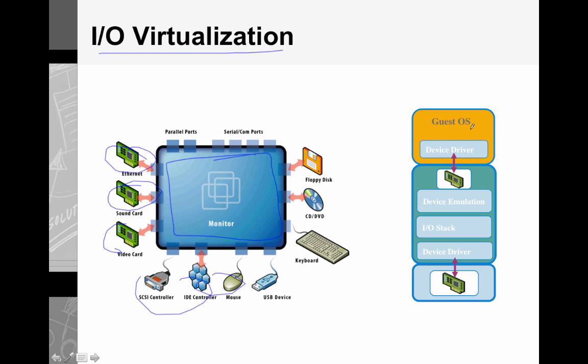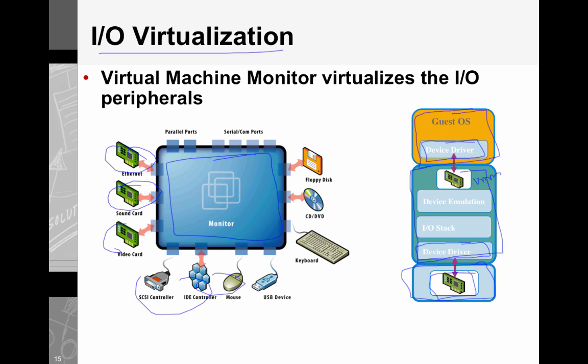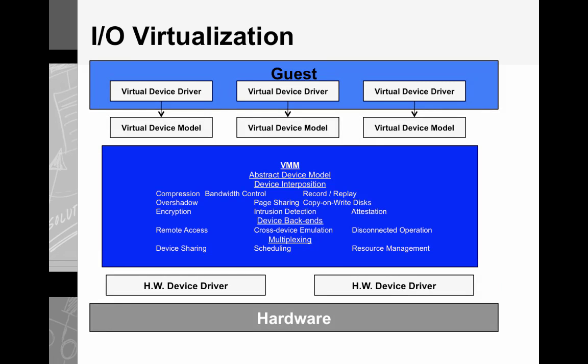In this particular case, what I'm showing you is that the guest operating system simply creates a virtual device driver, and of course there is the physical machine with the physical device, for which there is the real device driver that is in the VMM layer. This blue layer over here is the virtual machine manager layer, and it does all the emulation of the real device to the guest operating system. So the virtual machine monitor virtualizes the I/O peripherals in the case of I/O virtualization.